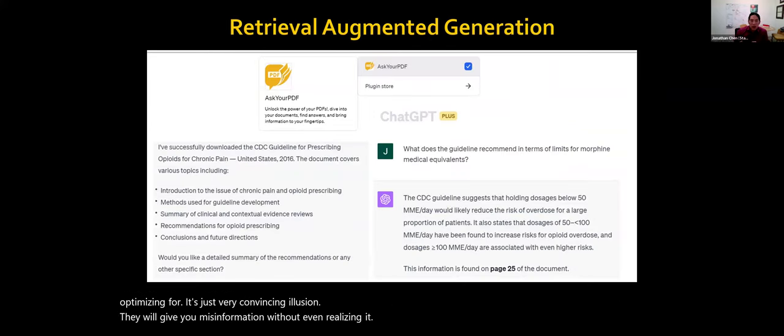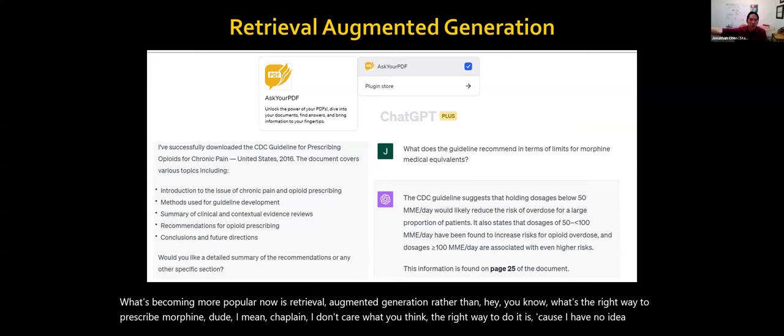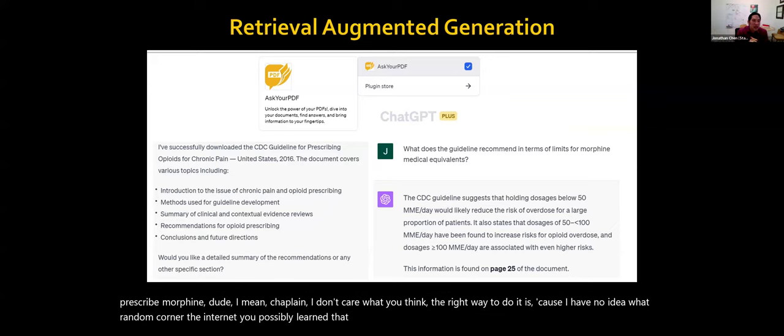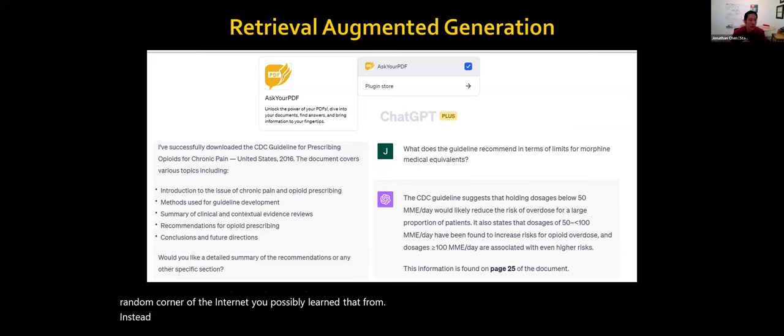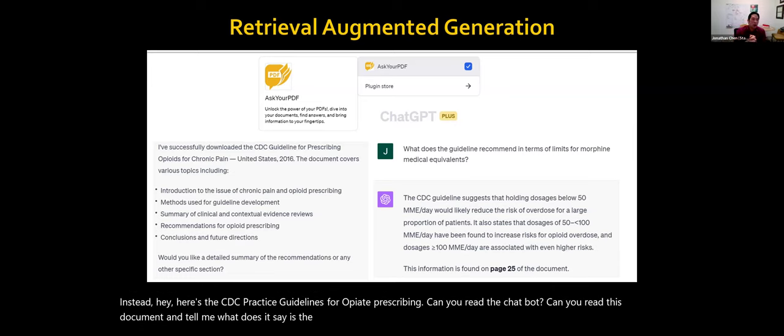What's becoming more popular now is retrieval augmented generation. Rather than asking, hey, what's the right way to prescribe morphine? Dude, I mean, chatbot, I don't care what you think the right way to do it is, because I have no idea what random corner of the internet you possibly learned that from. Instead, hey, here's the CDC practice guidelines for opiate prescribing. Can you read this document and tell me what it says is the right way to prescribe opioids? There, it generates an answer to that.